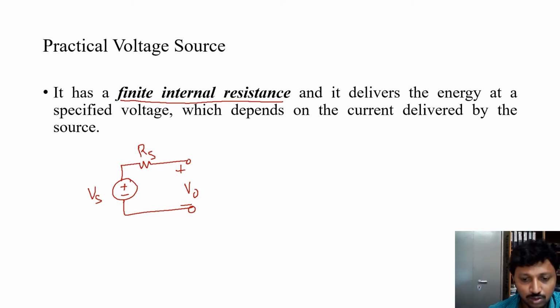So what I told you, because of this supply source, there is a current. This current passes through the terminal. Now this specified voltage will depend upon this current which is delivered by the source. We will study this one.